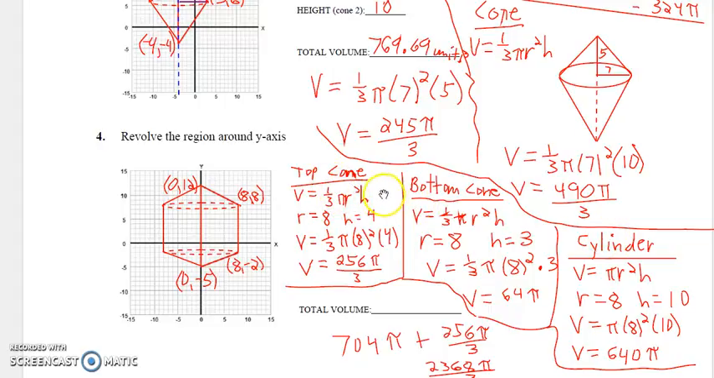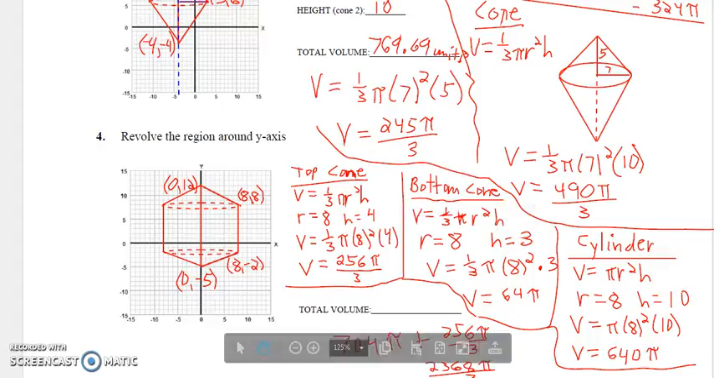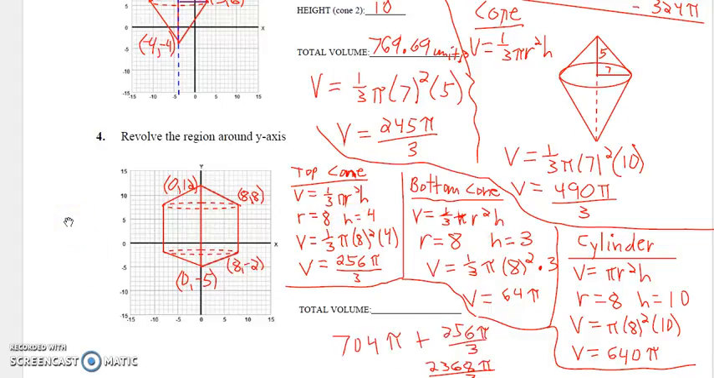I write out the formula, 1/3 pi r squared h, 1/3 pi r squared h, and pi r squared h. The radius is the same, it's 8 for all of them, because the top and bottom of the cylinder, that circle, is the base for the top cone and the base for the bottom cone, and we know in a cylinder the 2 circles are congruent. So the radius is all the same.